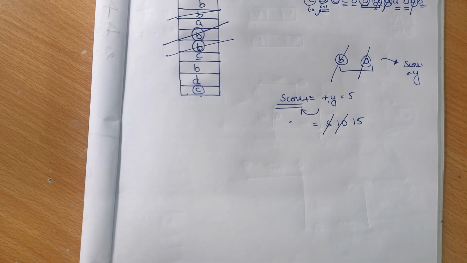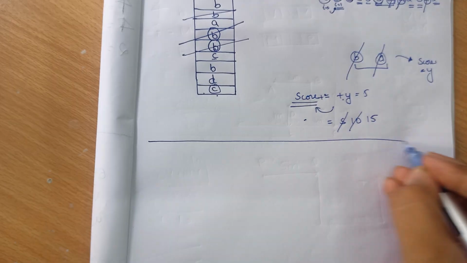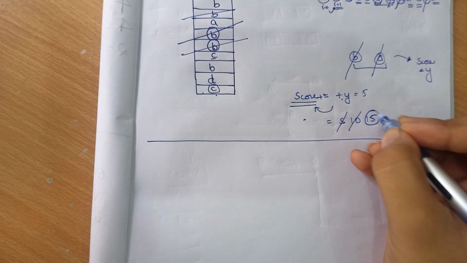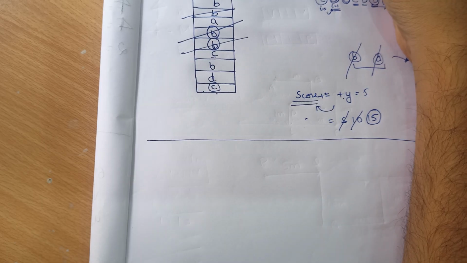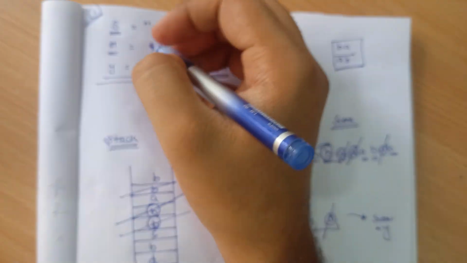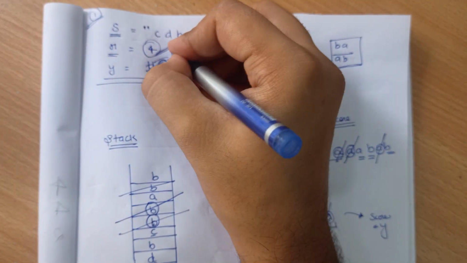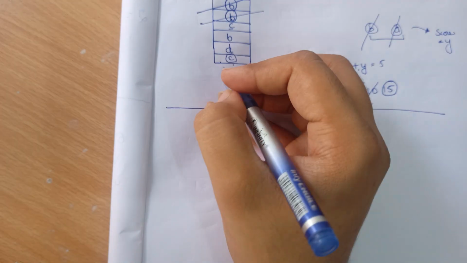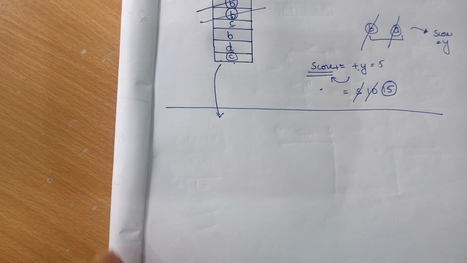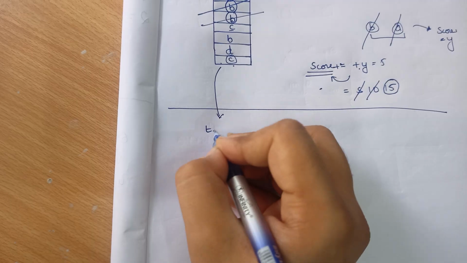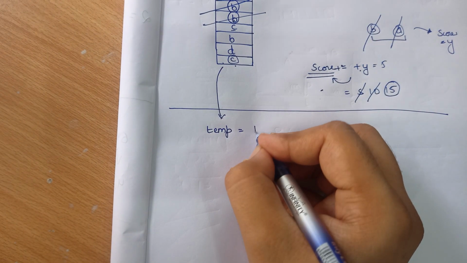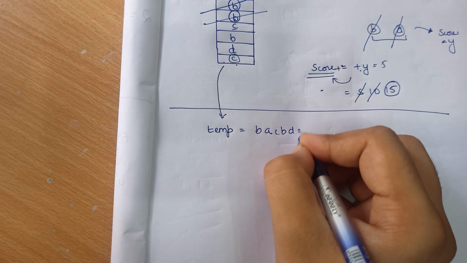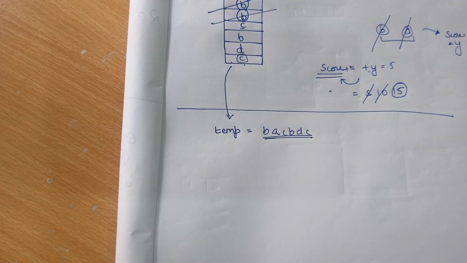Now next what we have to do is remove all the substrings which give more value. Now it's time to remove those which give a lesser score. So for that we have to convert this stack into a temporary string. Let's say we made a temporary string in which we put these elements directly, like B, A, C, B, B, C. This is the temporary string we have made.